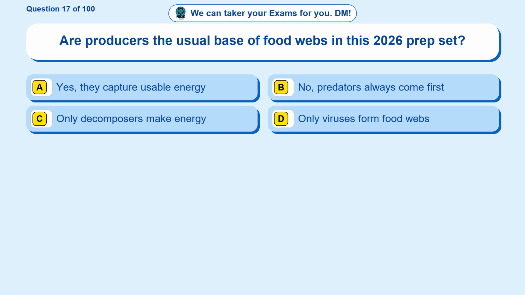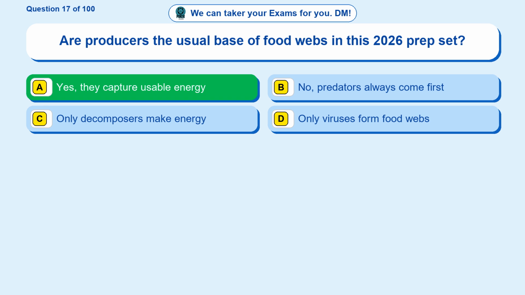Question 17. Are producers the usual base of food webs in this 2026 prep set? Option A. Yes, they capture usable energy. Option B. No, predators always come first. Option C. Only decomposers make energy. Option D. Only viruses form food webs.